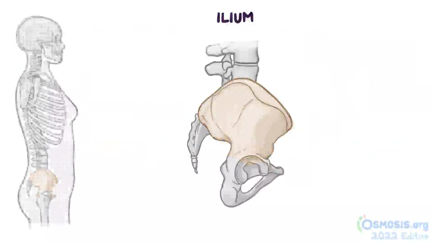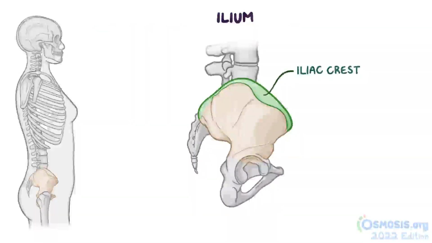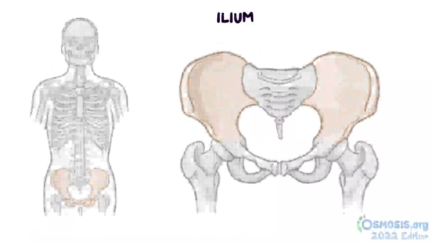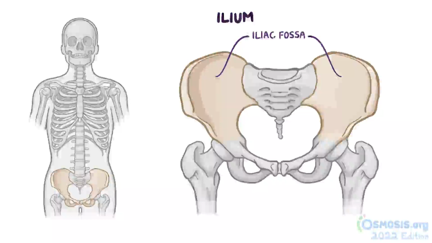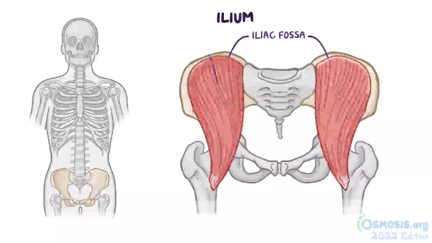Now, let's move to the next part of the ilium, the iliac crest, which is the rough, curved uppermost part of the ilium, representing the rim of the fan. The iliac crest runs between the anterior superior iliac spine and the posterior superior iliac spine. Now, when looking at the anteromedial surface of the ilium, we can see a fossa called the iliac fossa. This fossa is covered by a muscle called the iliacus.